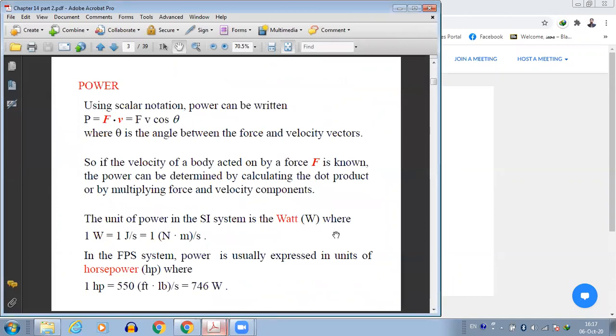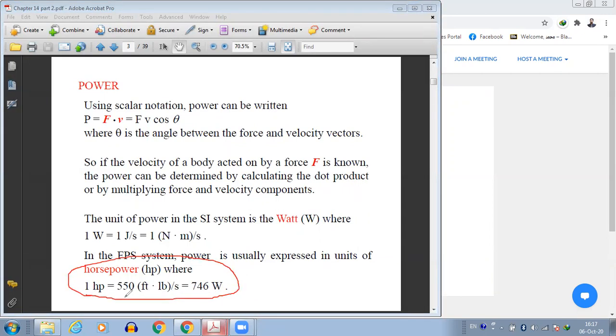For the case of power, we have a unit of watt. It's joule per second, which is watt, and there are some other units of power as well, which is horsepower. Horsepower can be converted into the SI unit and into the English unit. In the English unit, 1 horsepower is 550 foot-pound per second. In the SI unit, horsepower is 746 watt.